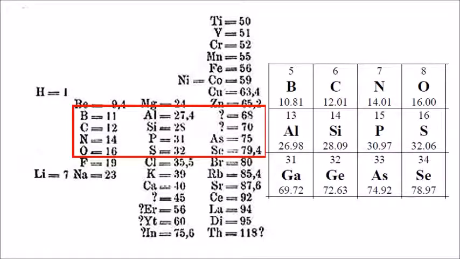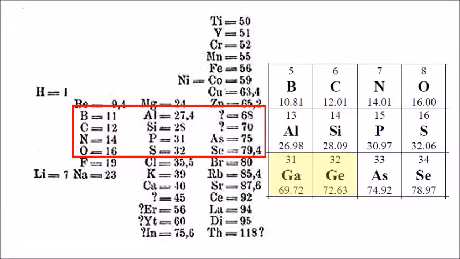So what's underneath aluminum had not been discovered yet, and eventually was named gallium when it was discovered and had properties similar to those that Mendeleev had predicted. In a similar way, there's an element underneath silicon that has an atomic mass of 70, and that was eventually discovered as the element germanium, again with properties similar to those predicted by Mendeleev.